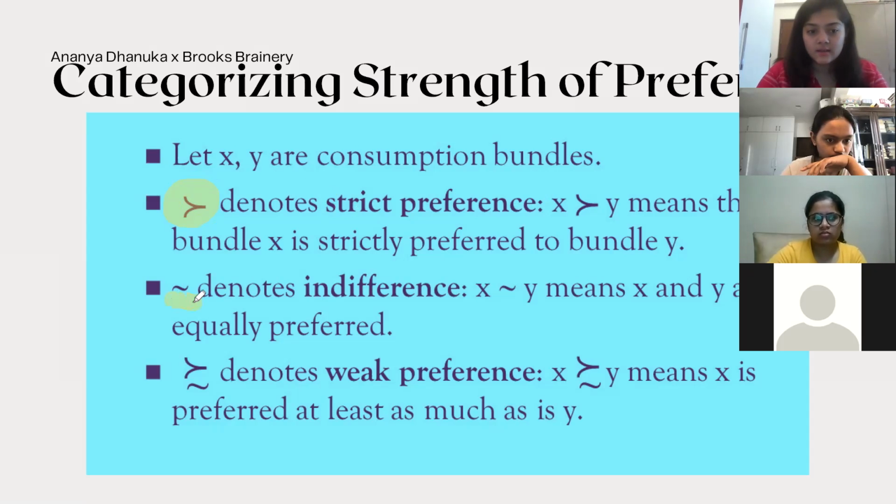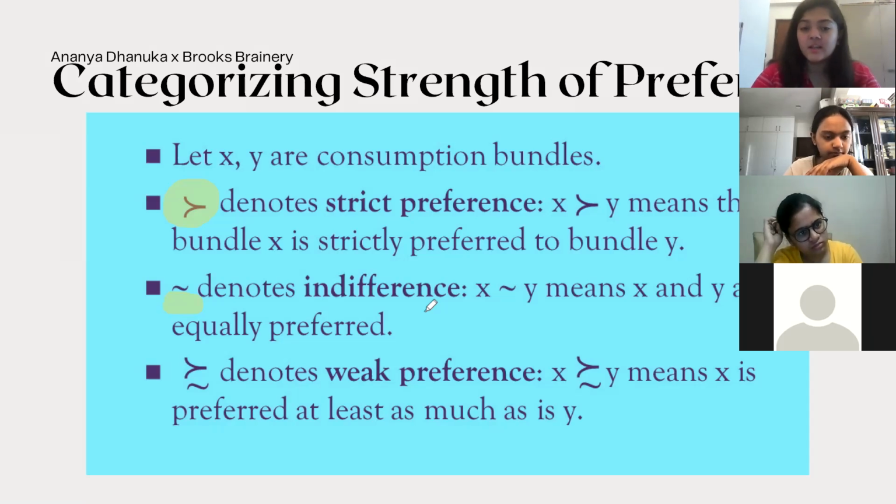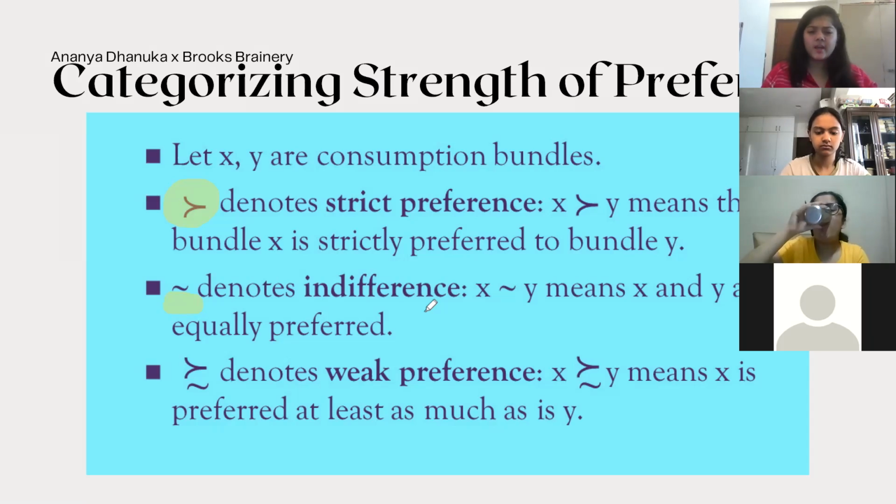This term denotes indifference. Okay, indifference is something that economists use a lot. Indifference basically means that it doesn't really matter which one you choose, you equally prefer them. And I think that's something that you might understand in normal terms also, right? Ice cream or cake, whatever works, I'm completely fine with both of them. That's where you show indifference.